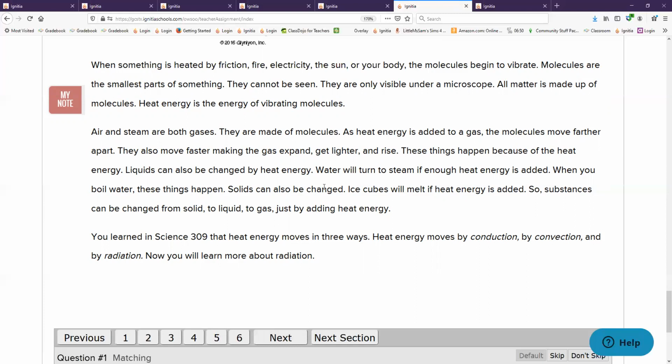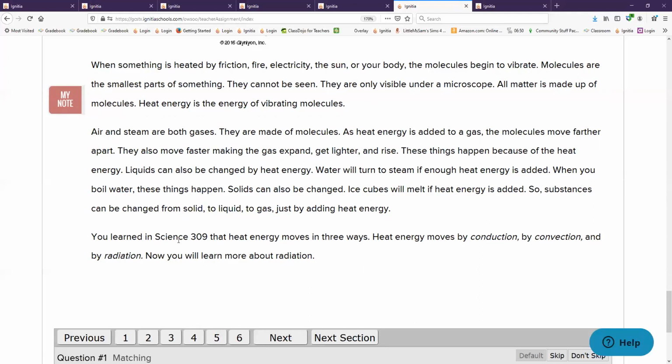Liquids can also be changed by heat energy. Water will turn to steam if enough heat energy is added. When you boil water, these things happen. Solids can also be changed. Ice cubes will melt if heat energy is added. So substances can be changed from, here are the forms, solid to liquid to gas, just by adding heat energy.